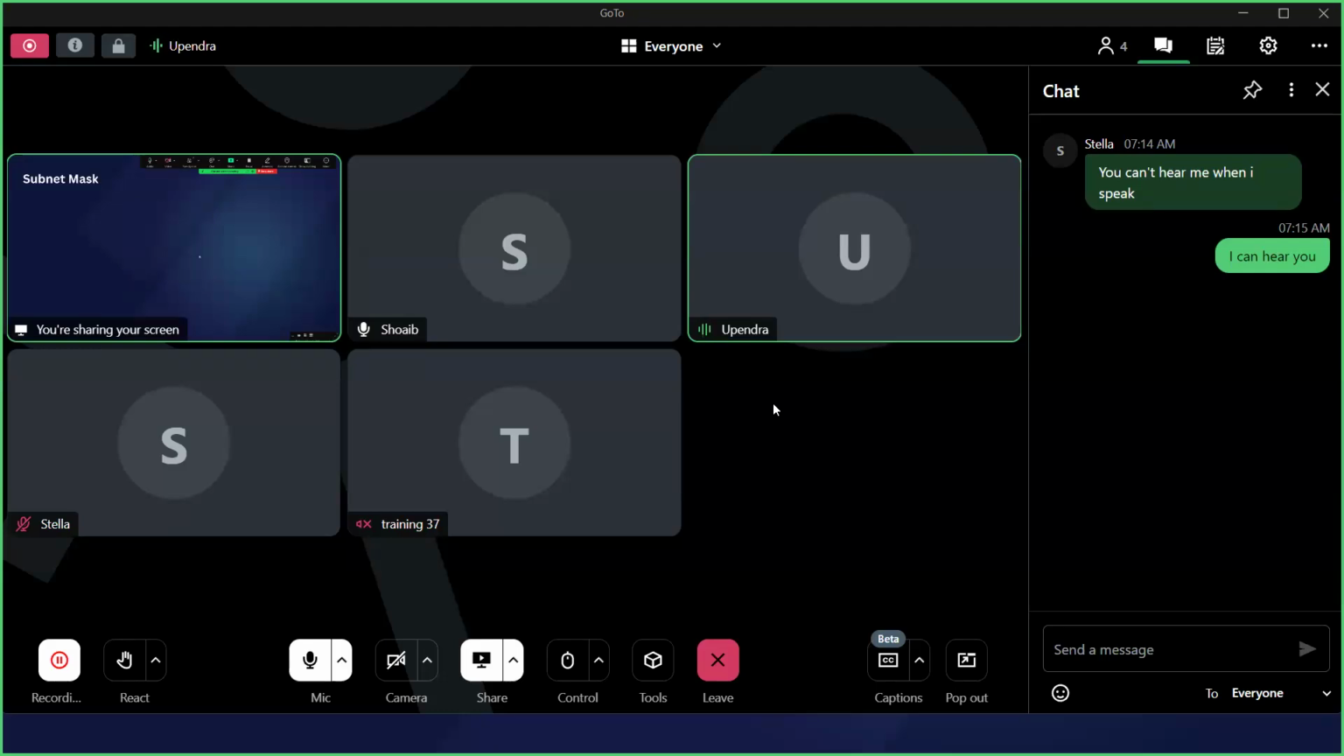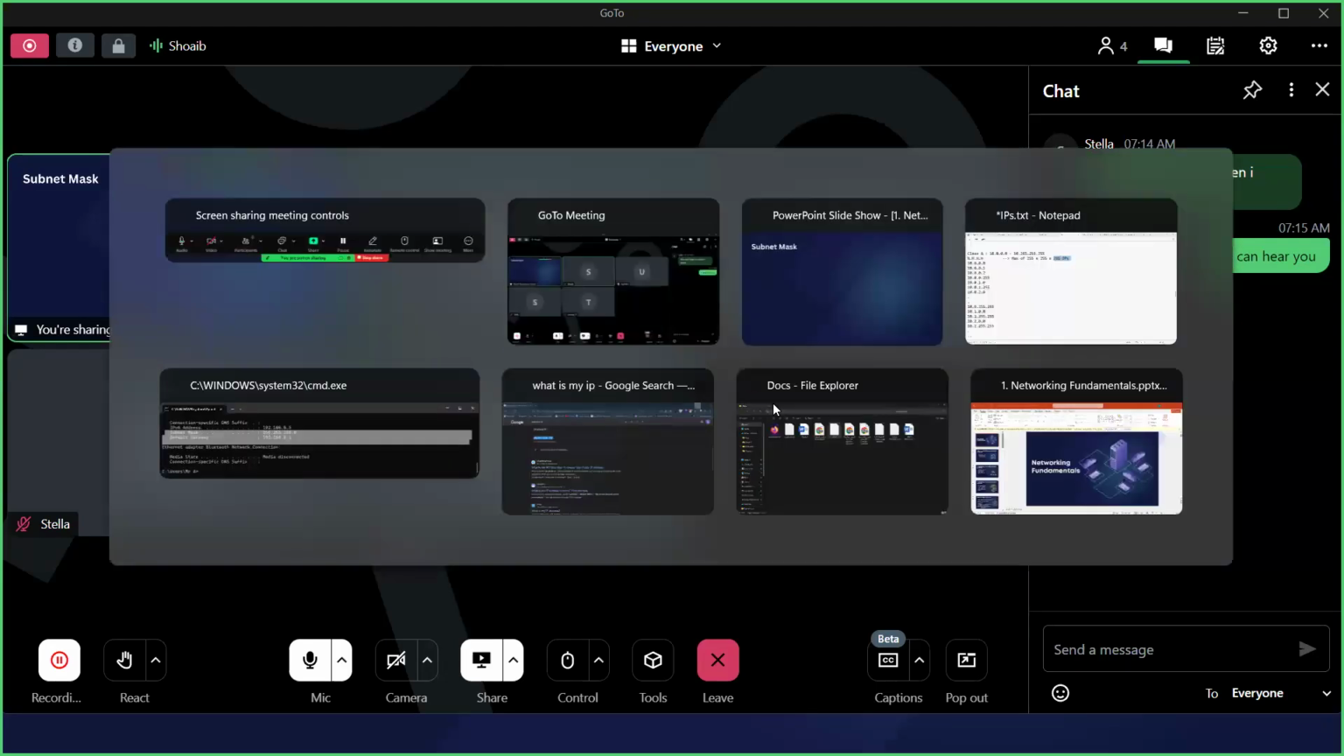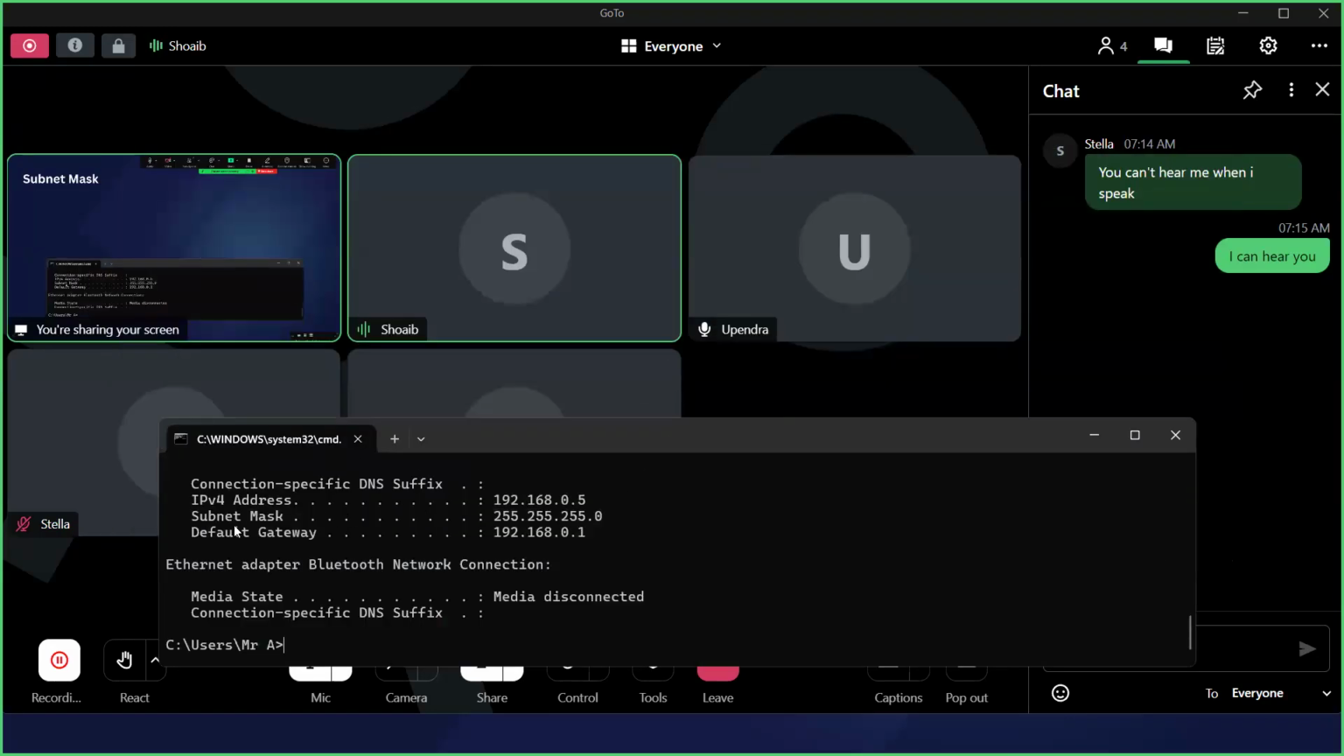On the company, on the network size, exactly. Right. Okay. Now moving on. So once we have learned about classes, it becomes easier to understand what is subnet mask.